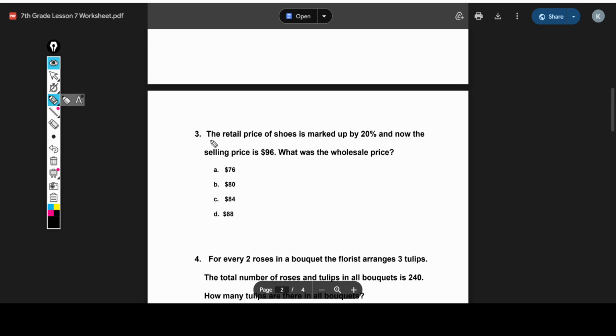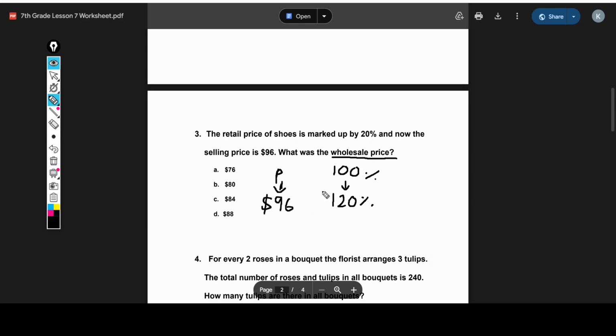For the next problem, the retail price of shoes is marked up by 20%, and now the selling price is $96. So what was the wholesale price? In this case, the wholesale price is the original price. So we have some original price. Let's call it P. And that was 100%. So the original price is 100%. Next, it got marked up by 20%, so that makes it 120%. We marked it up, and this original price became, we can see here, $96.